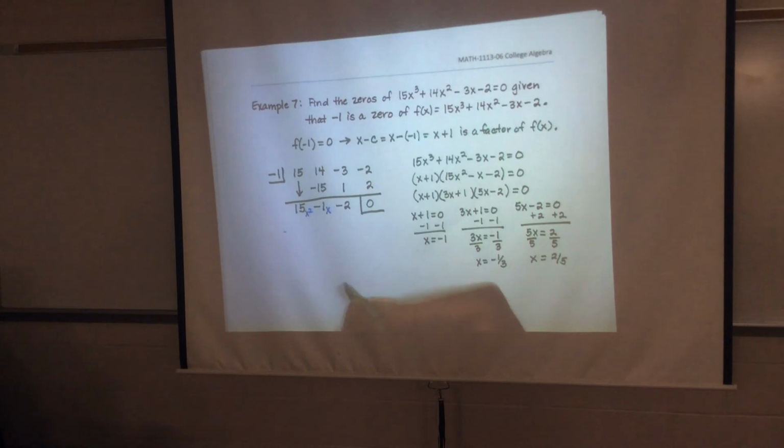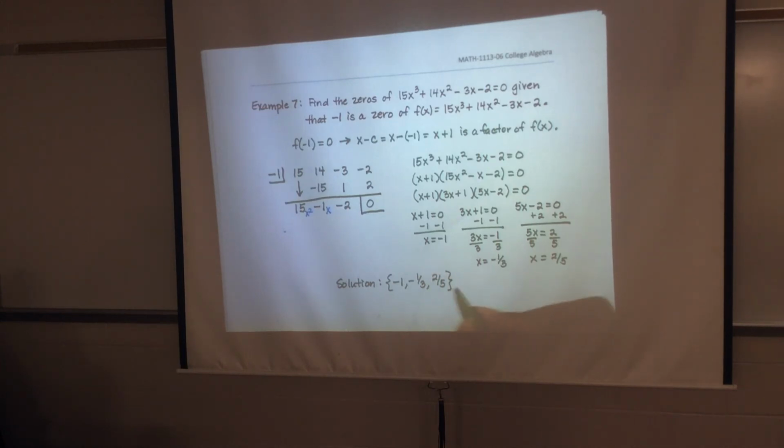Okay. So these are all the zeros of that polynomial equation. Negative 1, negative 1/3, 2/5. Okay, so that's how we apply the factor theorem to these types of problems, when you want to find the zeros of a polynomial equation and you're told what one of the zeros is.